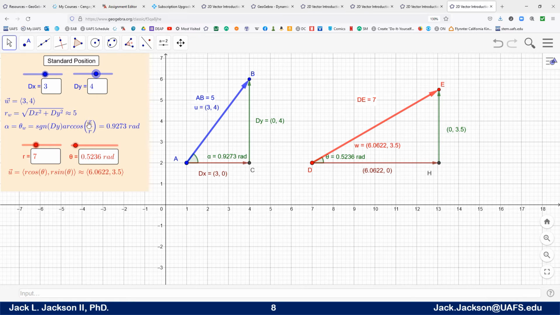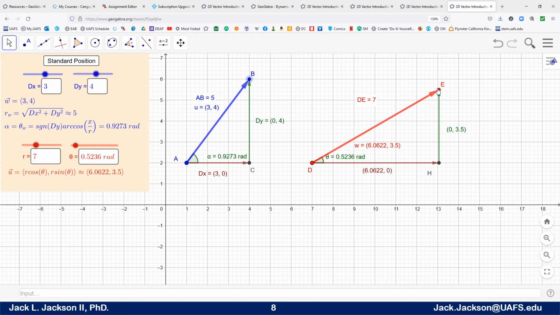dx over r, or x over r. And so the arc cosine of that would give us an angle between 0 and pi radians, of course. And if we multiply that by the sign, S-I-G-N, or signum of y, then we get the correct angle there. Well, that's doing the angle between negative pi and pi if we do it that way.